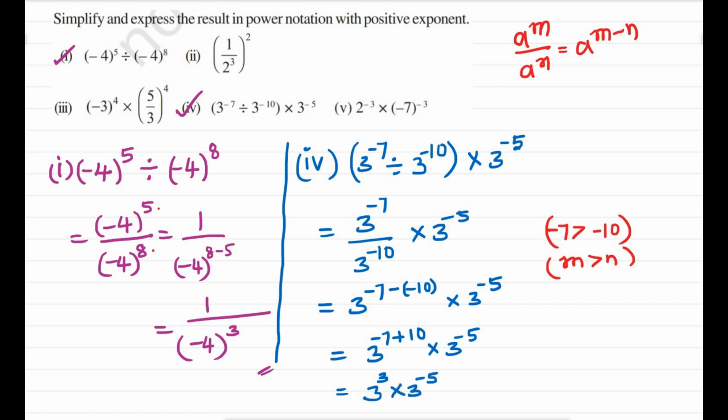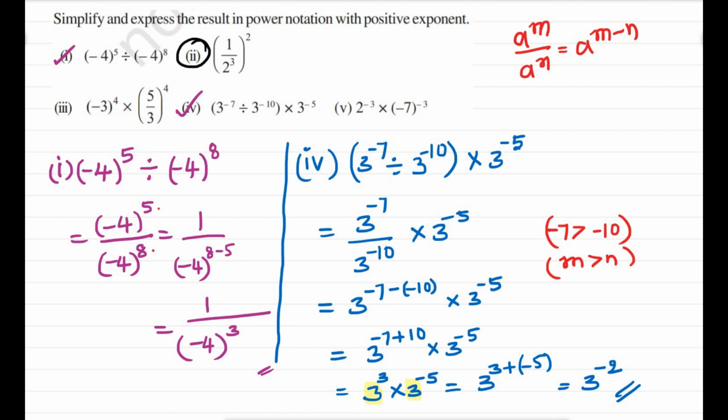If you observe clearly, both the bases are equal. 3 is the base and 3 is the base. If the bases are equal, we can add the powers. So that equals 3 to the power of 3 plus of minus 5, which can be written as 3 to the power of minus 2. This is the final answer. Hope you understand this.